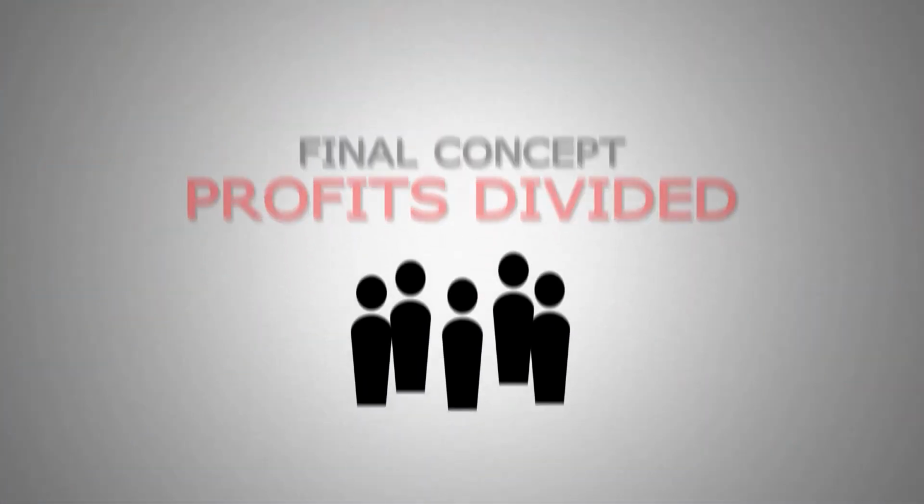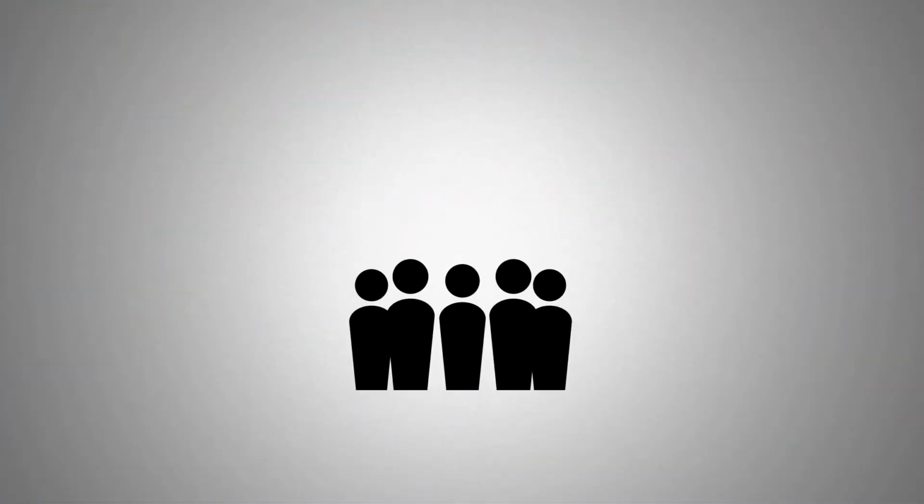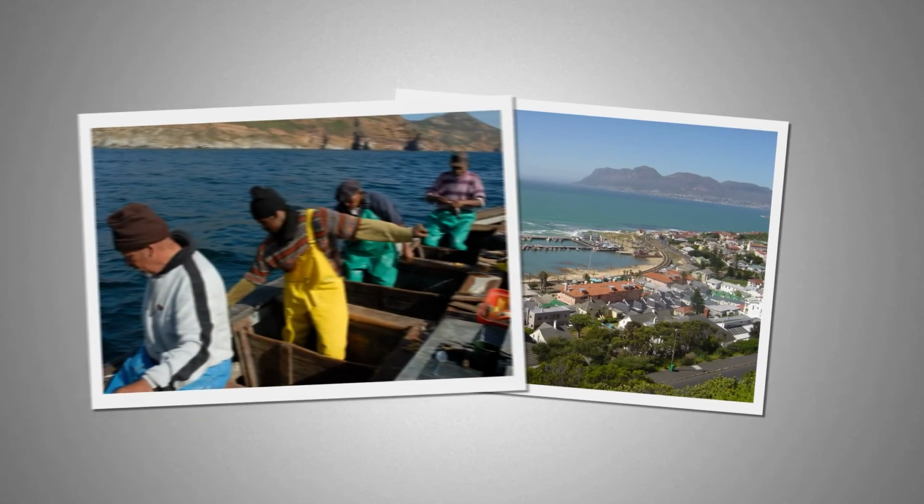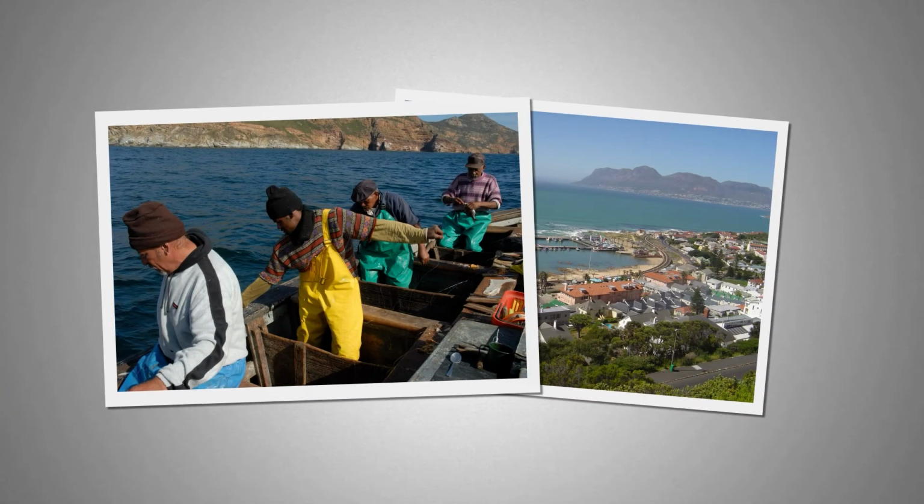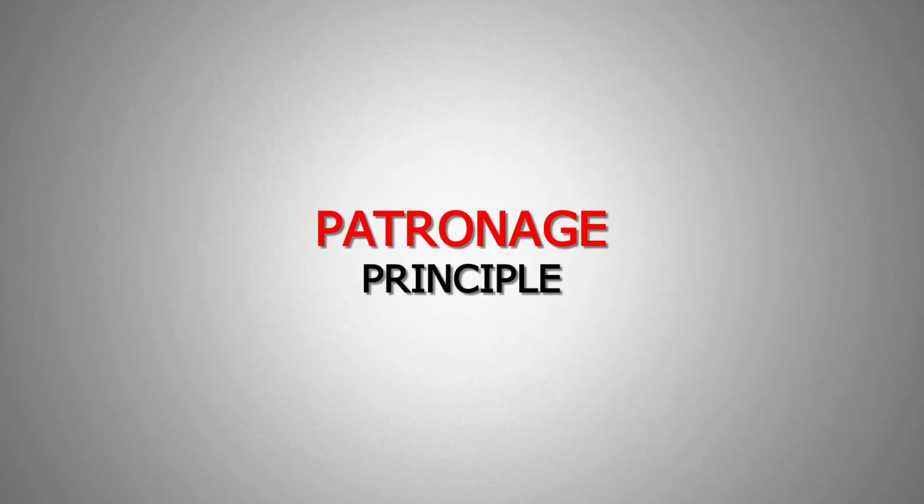The final concept in the planning phase is how the profits will be divided amongst the members. Should the profits be split based on the shareholding of each member or the amount of business that each member has done with the co-op during the year? This is called the patronage principle. Our fishermen agreed to split the profits based on the number of shares each member owns.